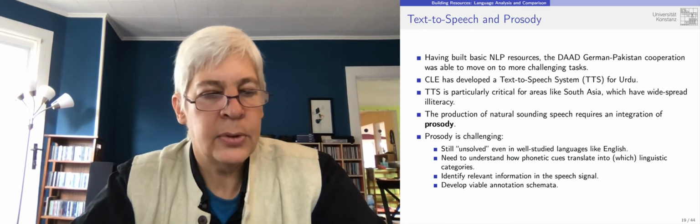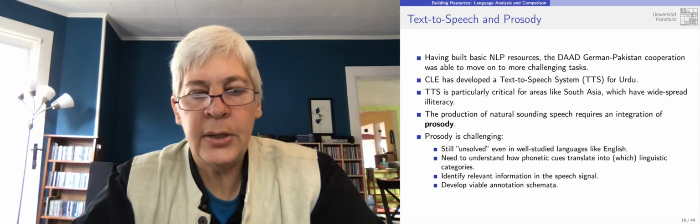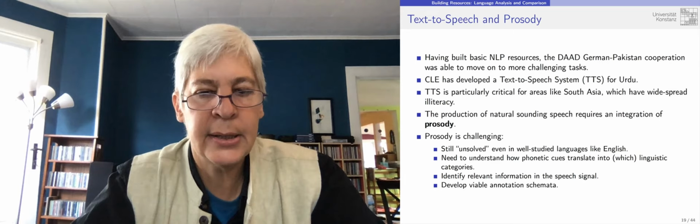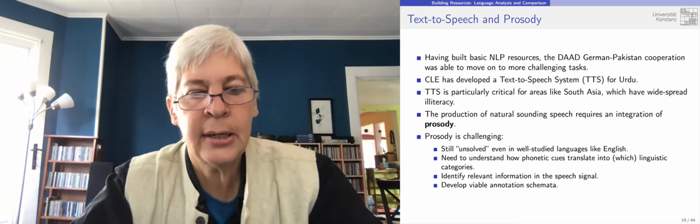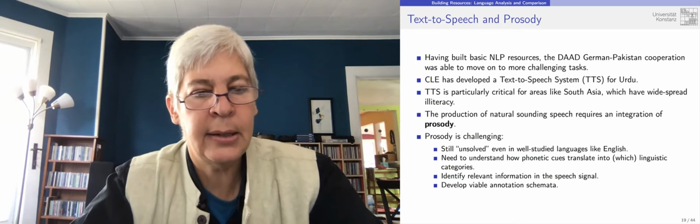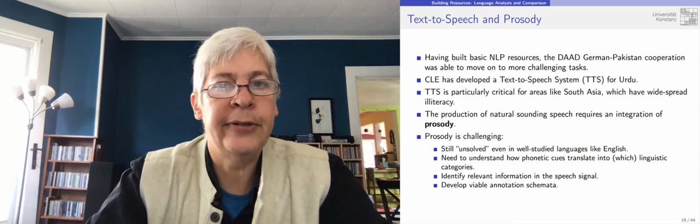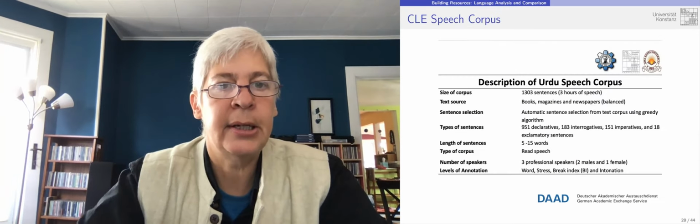One needs to solve various problems, which phonetic cues translate into which categories. You have to know which categories they are in the first place. This, again, involves linguistic analysis. Then you have to go into the phonetics and understand which categories are signaled by these phonetic cues. And then it's not a one-to-one thing. And then you have to develop, again, a viable annotation schema.